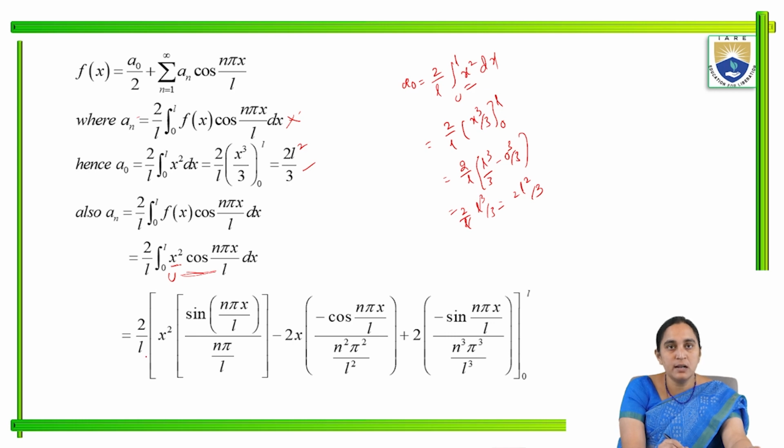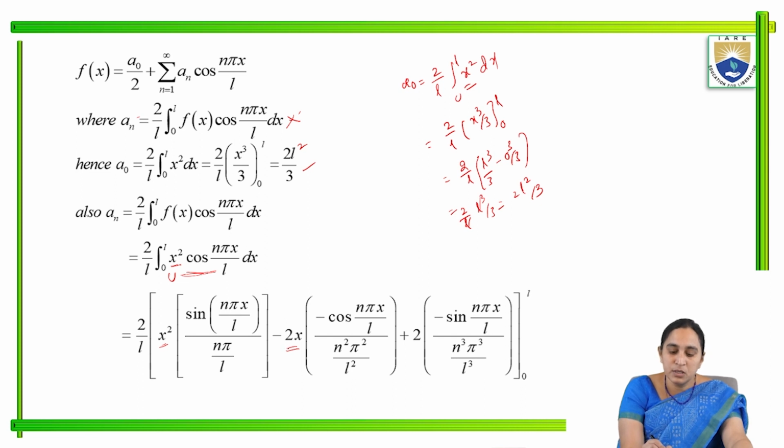From the 2 by L into x square into cos n pi x by L, integration is sin n pi x by L, and x coefficient there is n pi by L. And x square differentiation is 2x, into integration of sin n pi x by L, that is minus cos n pi x by L by n square pi square by L square.